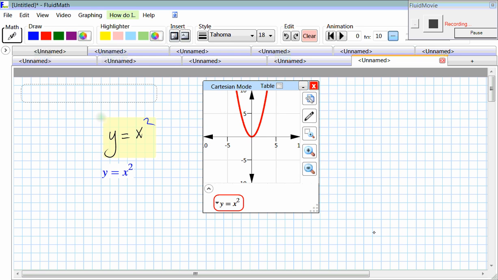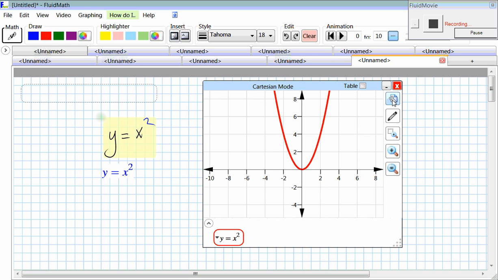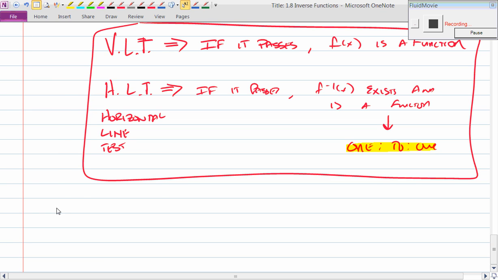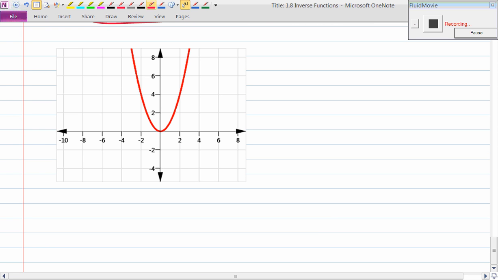All right, let's take a look at this parabola here. This is a graph of y equals x squared. Is this a one-to-one function? No, it's not. First of all, it's a regular function because it passes the vertical line test. However, it does not pass the horizontal line test, so therefore it's not a one-to-one function. So it might have an inverse. The inverse would look something like this, but its inverse is not also a function. So it's not going to be a one-to-one function.